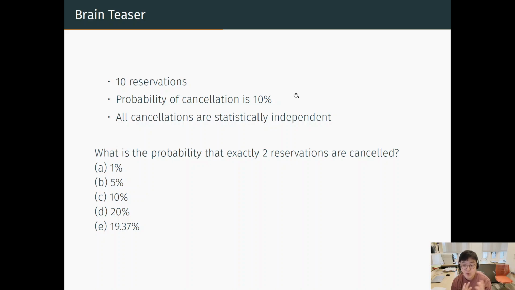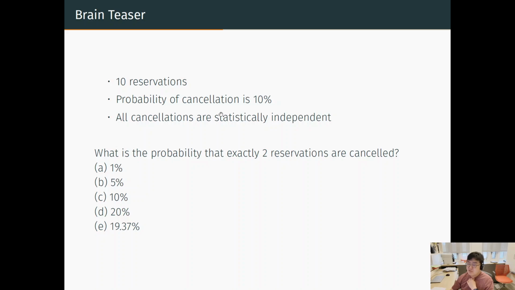Then think about this. In the same setup, it's a brain teaser. What is the probability that exactly 2 reservations are canceled? I am curious about the probability that 8 ticket holders come to the airport and board, but 2 reservations are canceled. What is the probability? Of course, at this point, you cannot calculate that. I'm just asking you to guess what the probability would be.